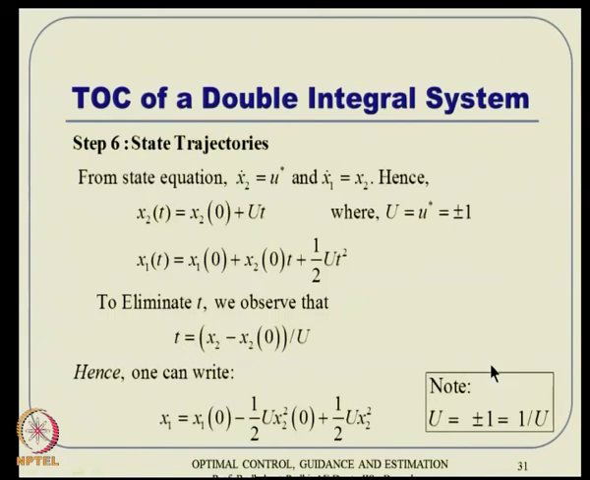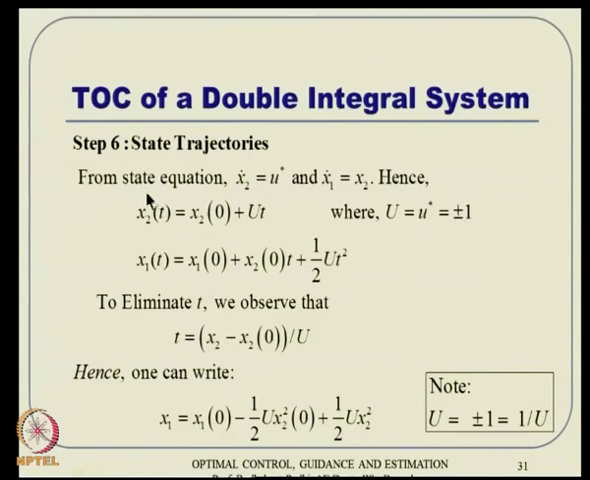Alright, so for that we need to develop the state trajectories. In other words, we are interested in something like a phase plane diagram. So from the state equation we go back and say x1 dot is x2, whereas x2 dot is nothing but u, and now we have u star. If you redefine this u star as capital U, which can be either plus 1 or minus 1 depending on the situation, in general we can write that x2 dot is u star.